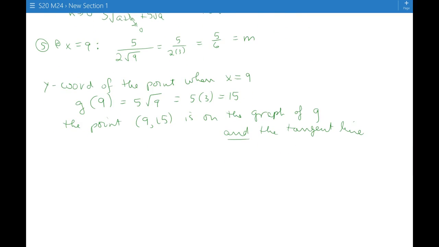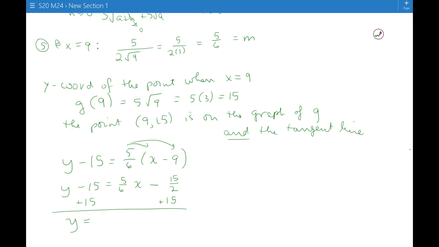Okay, so then we can use the point-slope form and say y minus 15 equals 5/6 times x minus 9. Distribute the 5/6. See, that's going to be minus 15/2, add 15 to both sides, and get y equals 5/6 x plus 15/2.